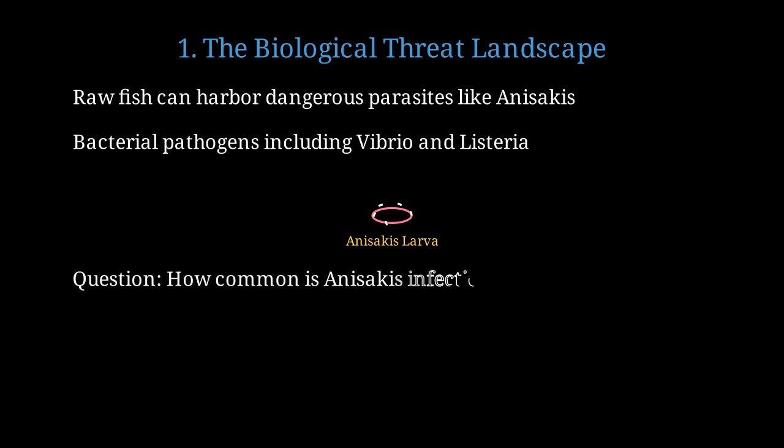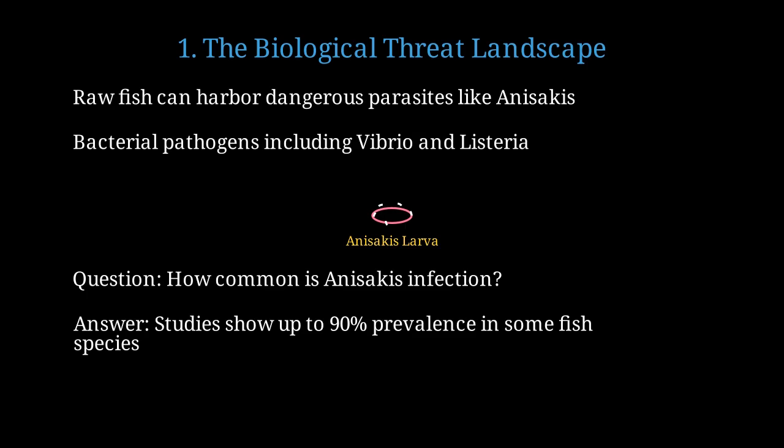You might ask, how common is Anisakis infection in populations that consume raw fish? Research indicates that some fish species, particularly those from colder waters, can have up to 90% prevalence of Anisakis larvae in their tissues. Now let's examine the fundamental thermodynamic principles that govern the freezing process and pathogen destruction.